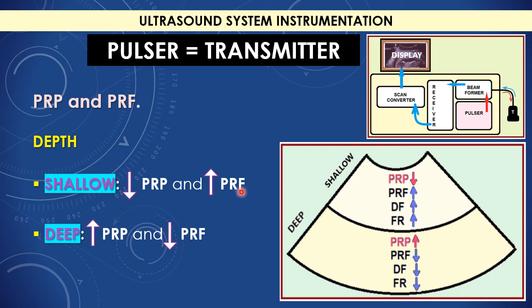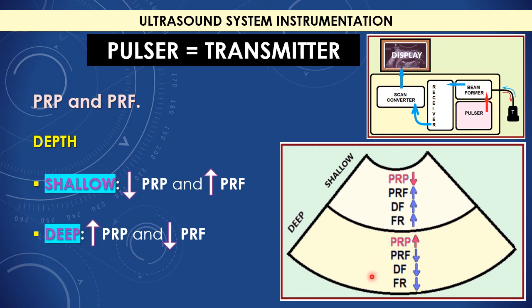So in shallow scanning, what happens again? Like I mentioned earlier, I get shorter PRP because I'm not listening for a long time. So the PRP gets shorter. What happened? The PRF will increase. The duty factor will increase and the frame rate will increase. So all the other factors will be increased while the PRP is decreased. All of these are the opposite of the PRP. Again, if I'm scanning shallower, I will get less PRP, but high PRF, high duty factor, and high frame rate.